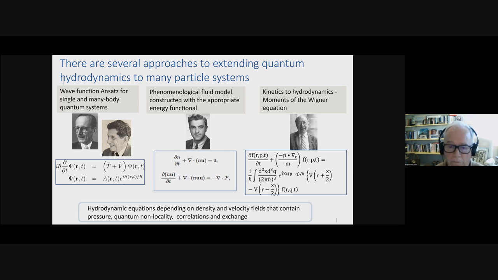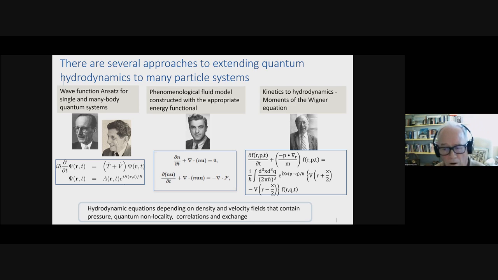So I'm going to be able to evaluate dynamical properties of a quantum mechanical system using this approach. And then there's the approach that I think has a lot of potential, but just has not been explored very much, which is to use the Wigner equation and taking moments of the Wigner equation.